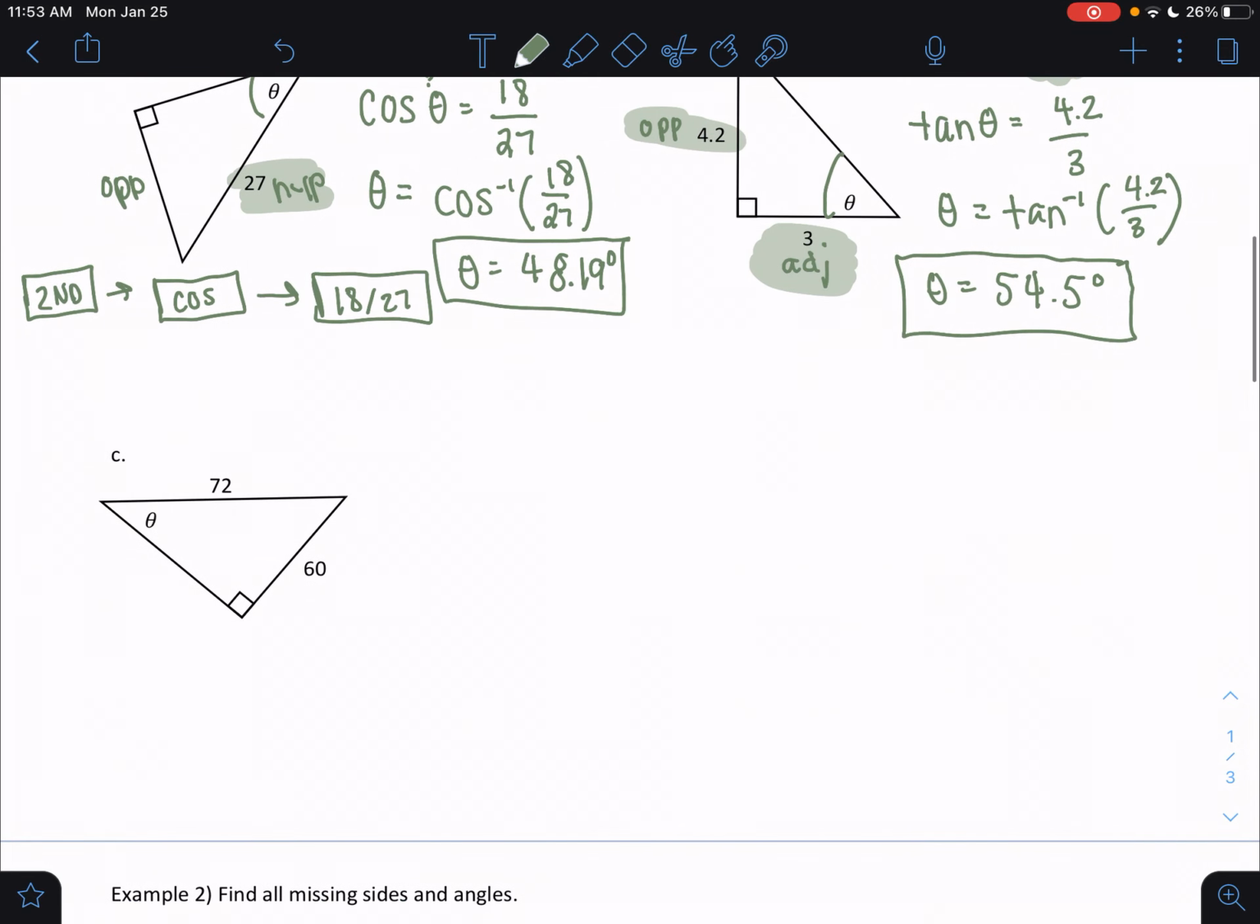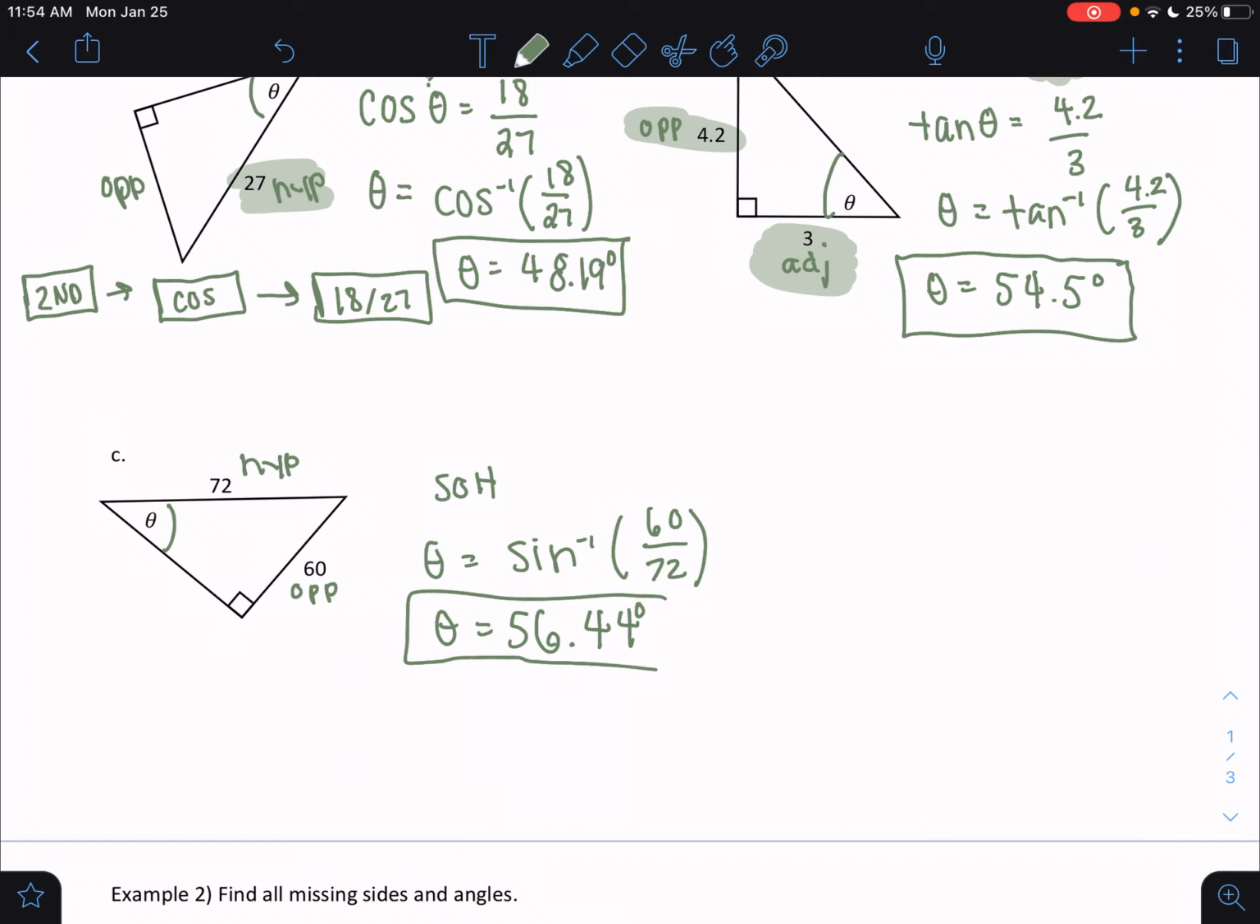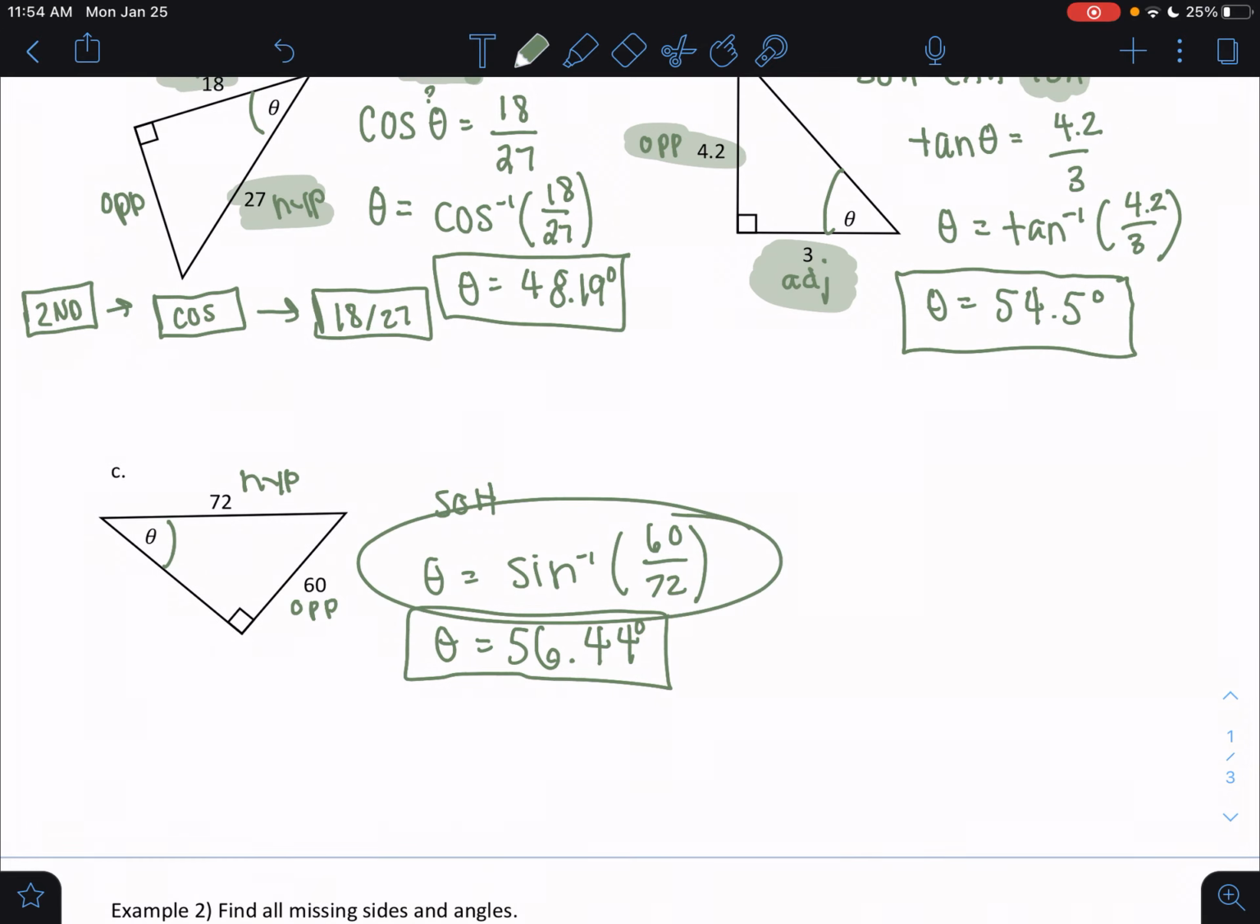Okay, I want you to try C on your own. Pause the video, try it, and then come back to look for the steps. Okay, so I skipped one of the steps and I just went right to the inverse, which is fine if you can do that. And then I rounded and I got 56.44 degrees. If you round to 1 or 2 decimals, I don't really care.